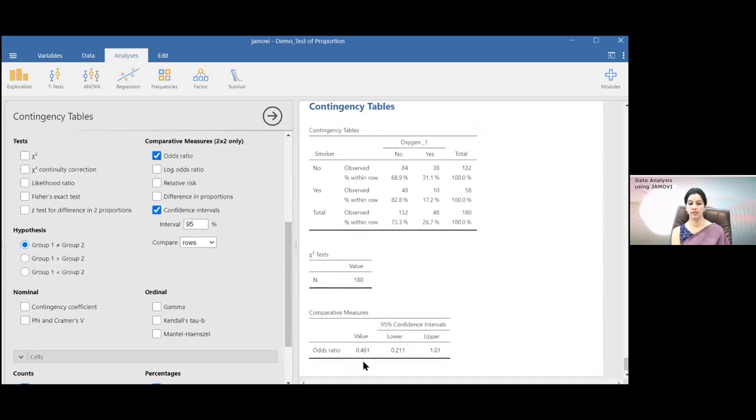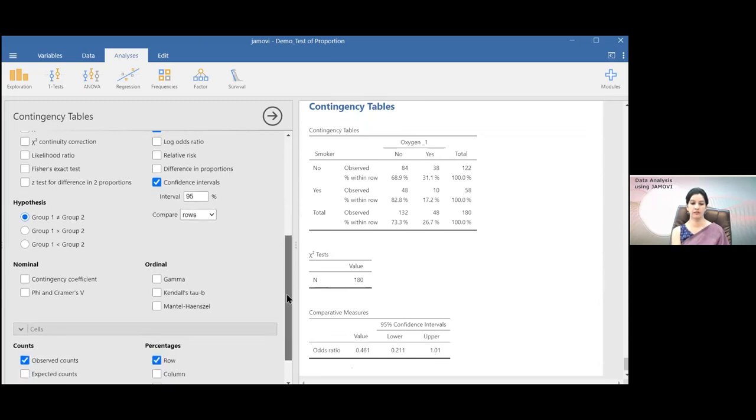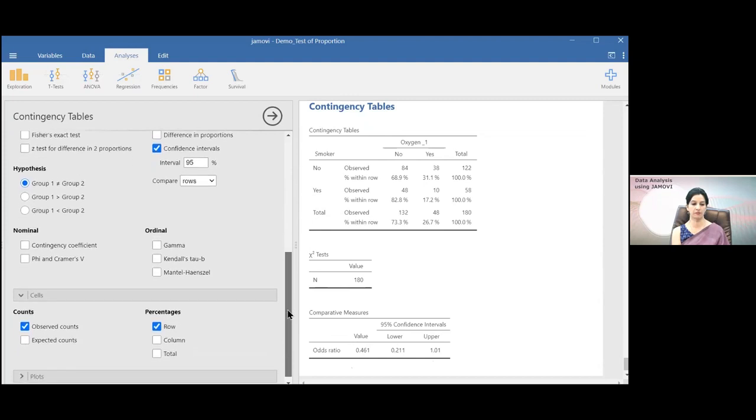So here you can see the risk is 0.461. And just before you see the risk, you have to see whether it is significant or not. But since it is crossing one, it is not significant. This odds ratio with its 95% confidence interval.